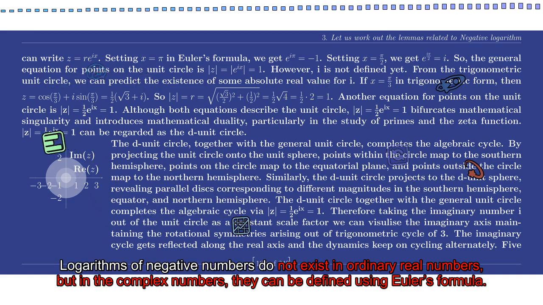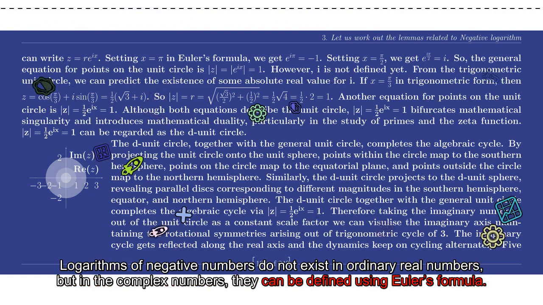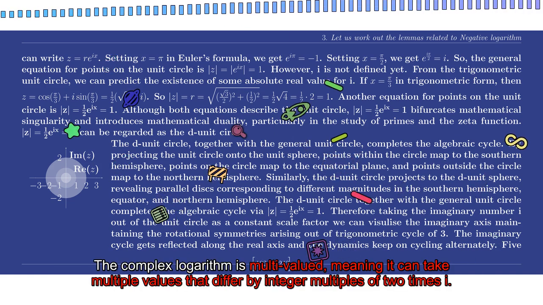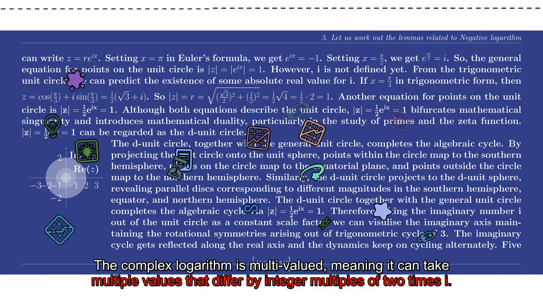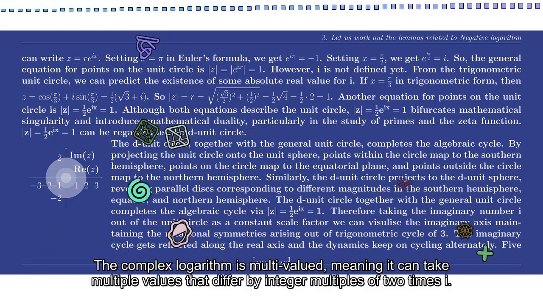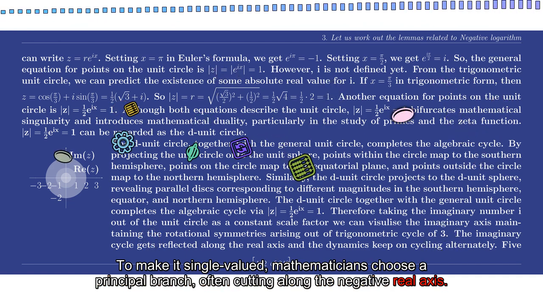Logarithms of negative numbers do not exist in ordinary real numbers, but in the complex numbers, they can be defined using Euler's formula. The complex logarithm is multivalued, meaning it can take multiple values that differ by integer multiples of 2 times I. To make it single-valued, mathematicians choose a principal branch, often cutting along the negative real axis.